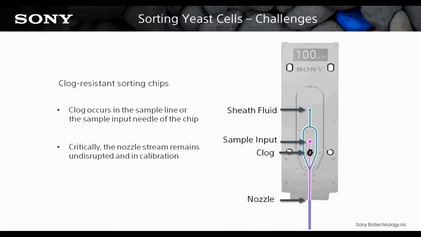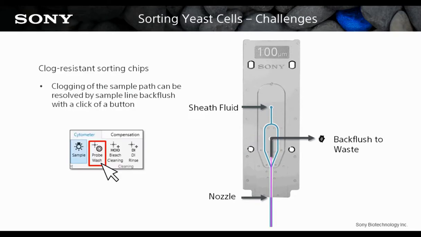Sony sorting chips are clog resistant, which is a huge benefit in yeast sorting. This is because the vast majority of the time, the clog occurs in the sample line or the chip's sample input needle. Critically, the droplet stream from the nozzle remains undisrupted and in calibration. On a Sony system, clogging can be resolved by sample line backflush with a click of a button. This process takes only 1 or 2 minutes and can even be done remotely. You may also want to refilter the sample before reloading it for continuing the sort.